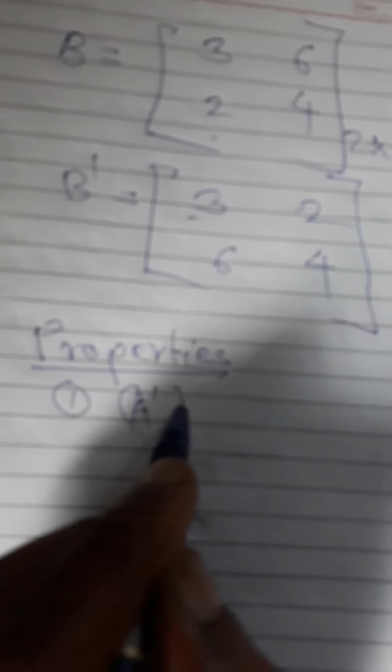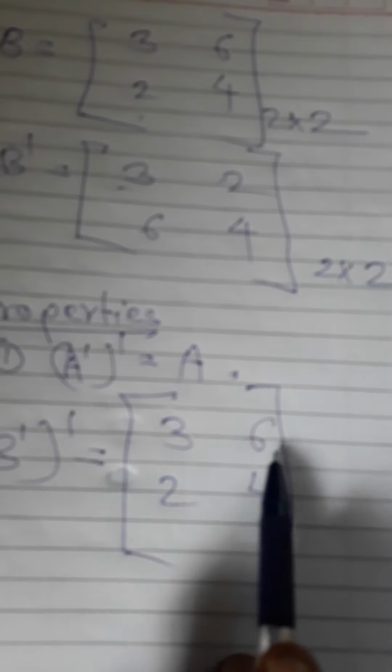The first property is the transpose of a transposed matrix is the matrix itself. You can take a look at this example, where the matrix B is 3 6 2 4, and the matrix B dash is 3 2 6 4. Now I am going to consider the transpose of the transposed matrix. Again interchange the rows and columns. So what do we get? We get 3 6 2 4, and 3 6 2 4 is the original matrix. So that is equal to B.